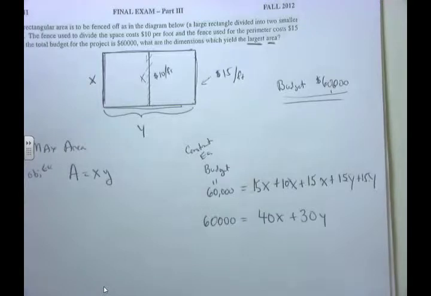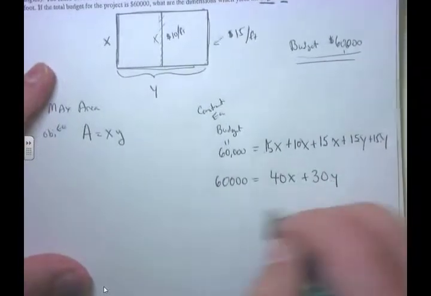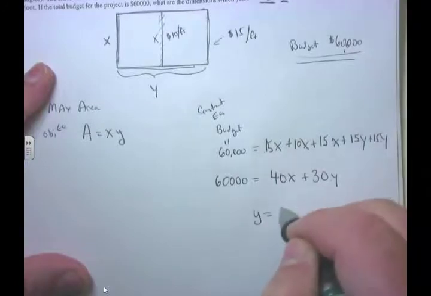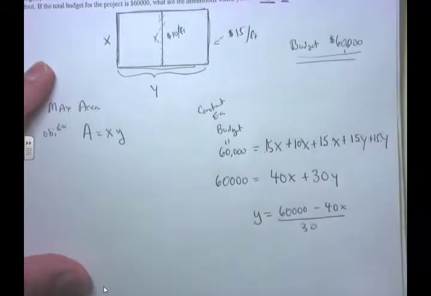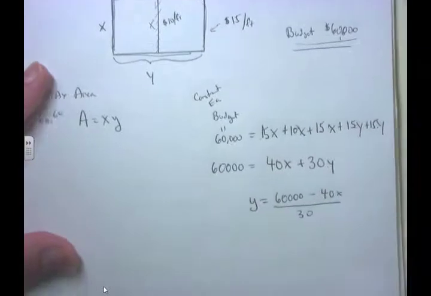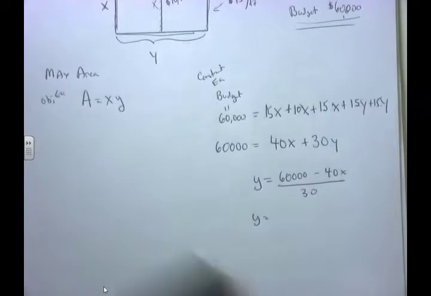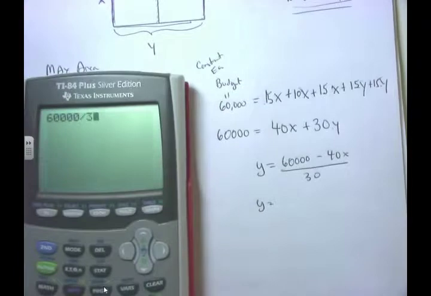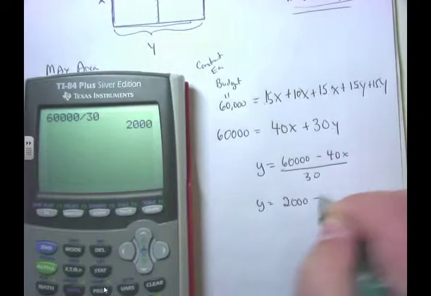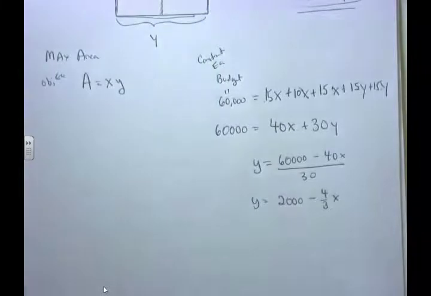All right, now, next step on optimization. What are you going to do? I'm going to solve the constraint equation in terms of one variable. This would give me Y is equal to 60,000 minus 40X, divided by 30. I subtracted 40X and divided by 30. I solved for Y. But you really want to clean this up. Since you divide by a single denominator, you can take each term. So I can take the 60,000 and divide by 30, which gives me 2,000, minus 40 divided by 30, which is the same thing as 4/3 x.